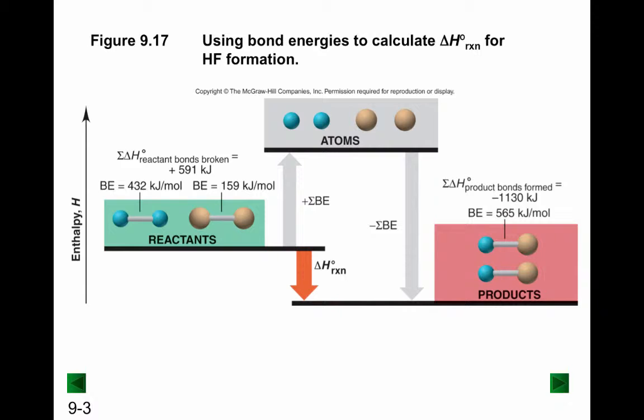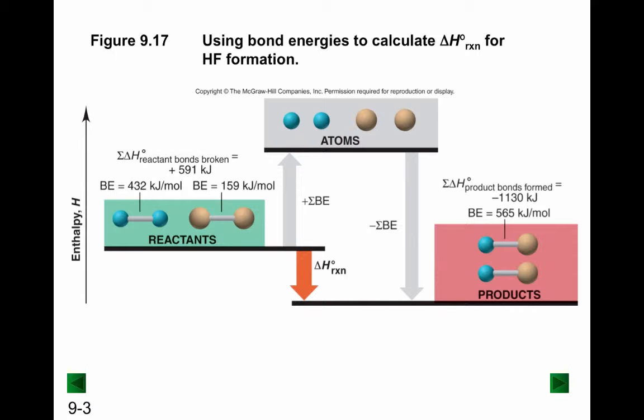The enthalpy of the reaction, or delta H reaction, is estimated as the sum of the enthalpies of the bonds broken minus the sum of the enthalpies of the bonds formed, as shown on this slide. The minus sign is needed because all bond energies are positive values.